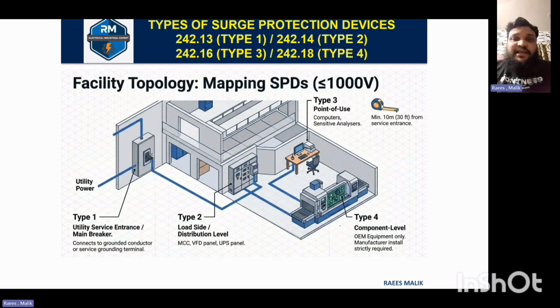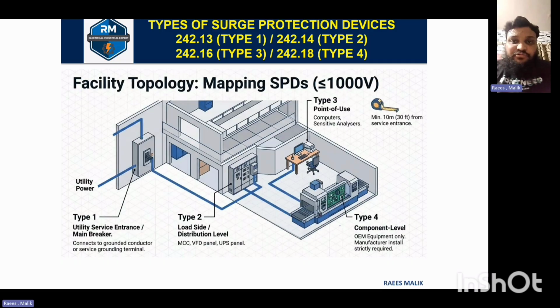This slide shows the types of surge protection devices as per Article 242. There are 4 types of SPDs that are or can be used in our system: type 1, type 2, type 3, and type 4. When it comes to type 1, that is 242.13, the SPD must be installed at the utility service entrance, that is on the main breakers, and connects to the ground conductor or service ground terminals.